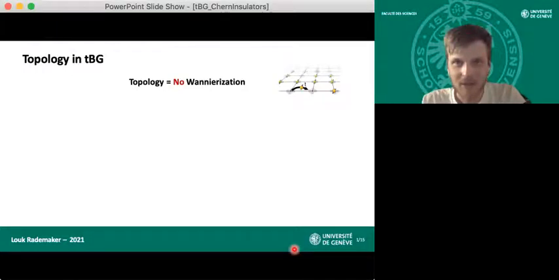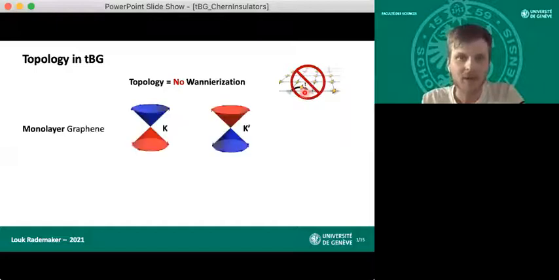But a more recent view is that topology means that you cannot Wannierize the band. You cannot make a local orbital with short-range, tight-binding hopping parameters. So you don't have that. So let's think about how that works in graphene.